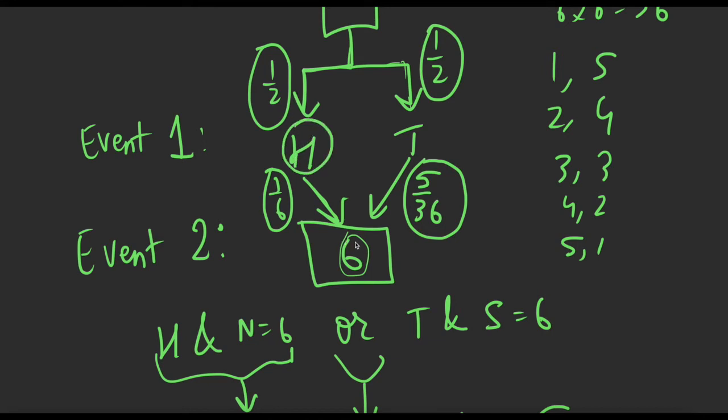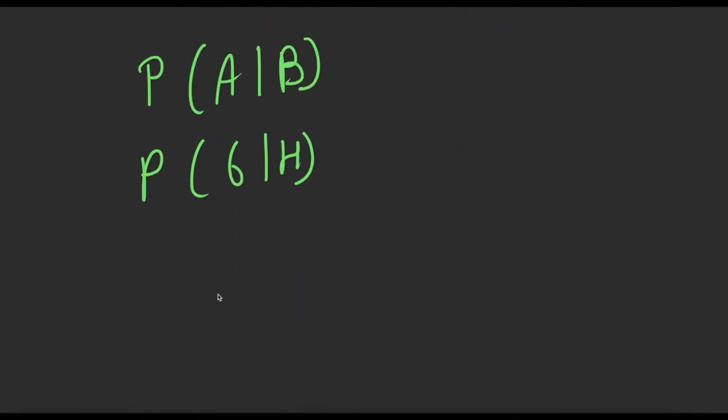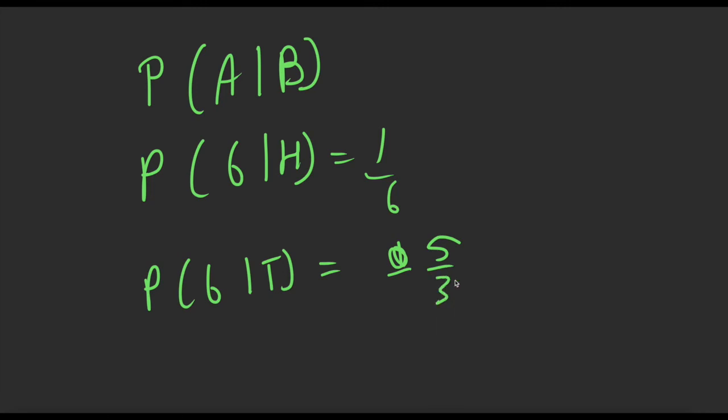Now what is the probability that you will get 6? If heads occurs, you will roll 1 dice, and so the probability of getting 6 as the face of that dice is 1 by 6. Similarly, the probability of 6 given that tails has occurred is 5 by 36, because tails has already occurred, so now you will have to roll 2 dice.